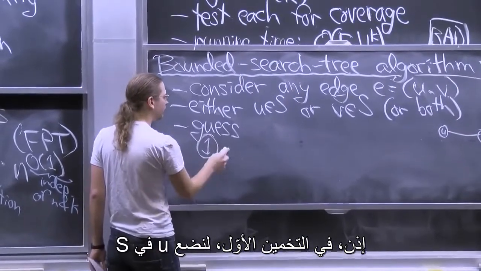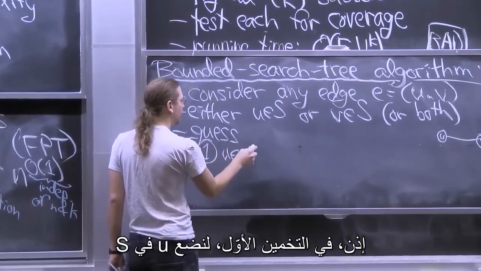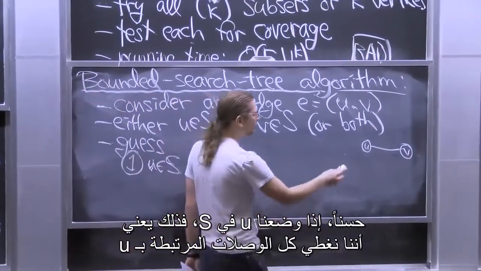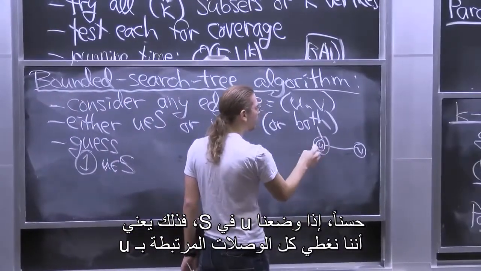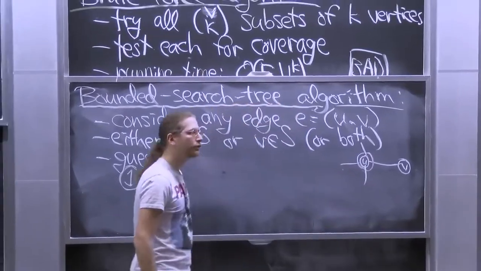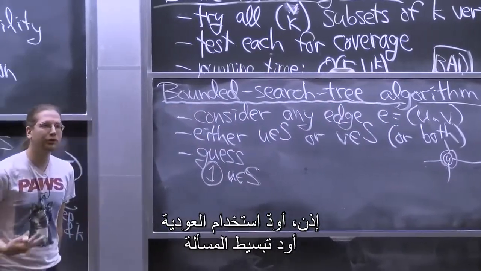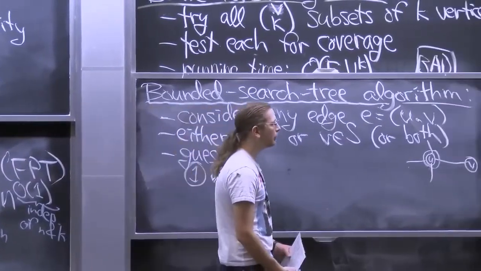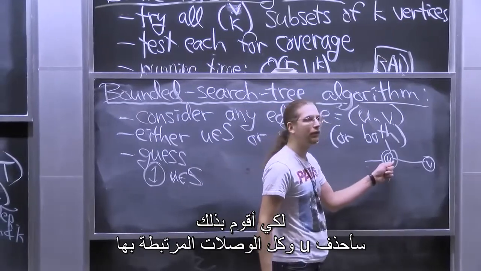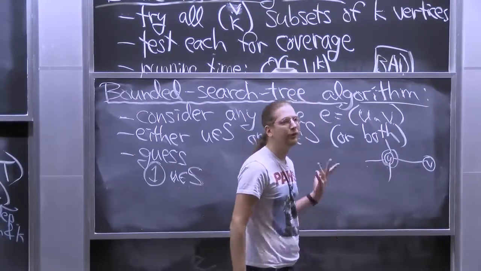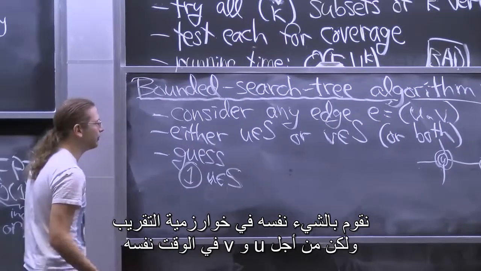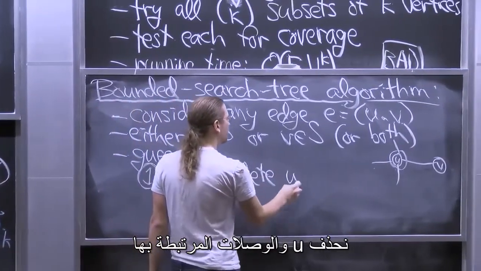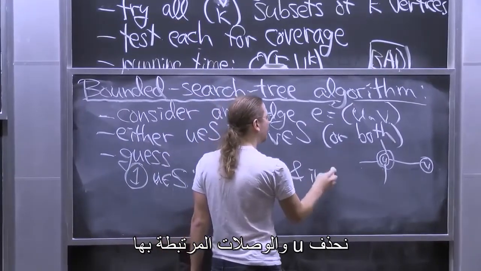So in the first guess, we say, let's put U in S. Well, if we put U in S, that means we cover all of the edges incident to U. So I'd like to use recursion. I'd like to simplify my problem, get another vertex cover instance. So in order to do that, I'm just going to delete U and all of its incident edges. We did a similar thing in the approximation algorithm, but for U and V simultaneously. So delete U and its incident edges.